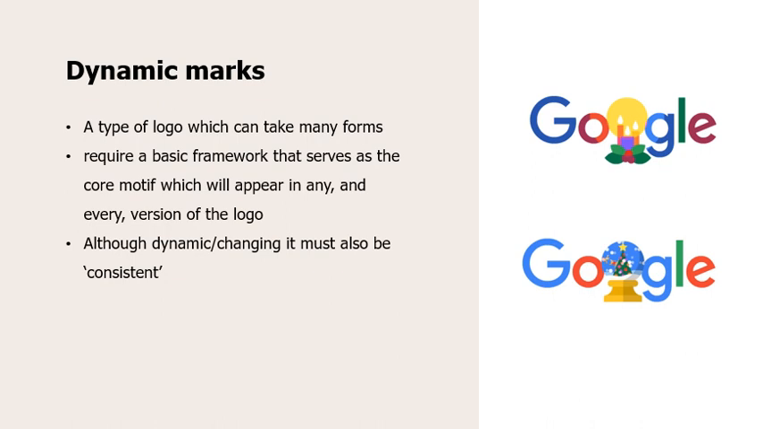But although the dynamic marks are always changing, you will need to have a consistency in terms of style. Ano po? So in terms of Google, the imageries would still be forming the word Google, or in most cases, they would be using the same font style as you can see here on the image on the right.